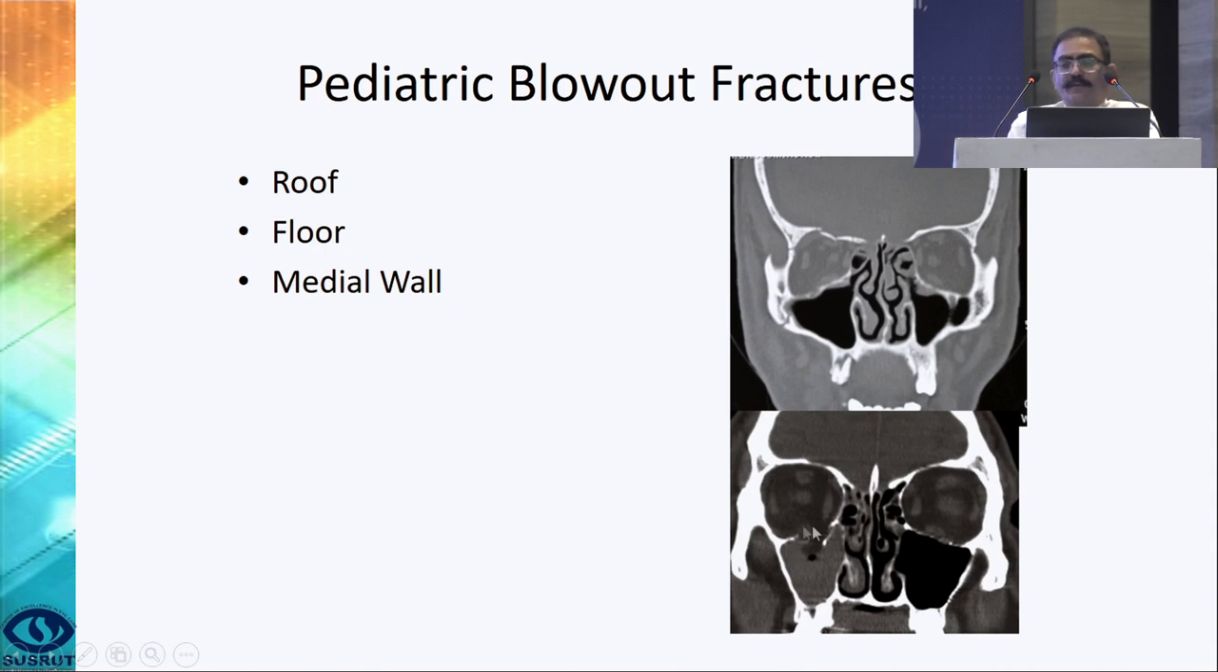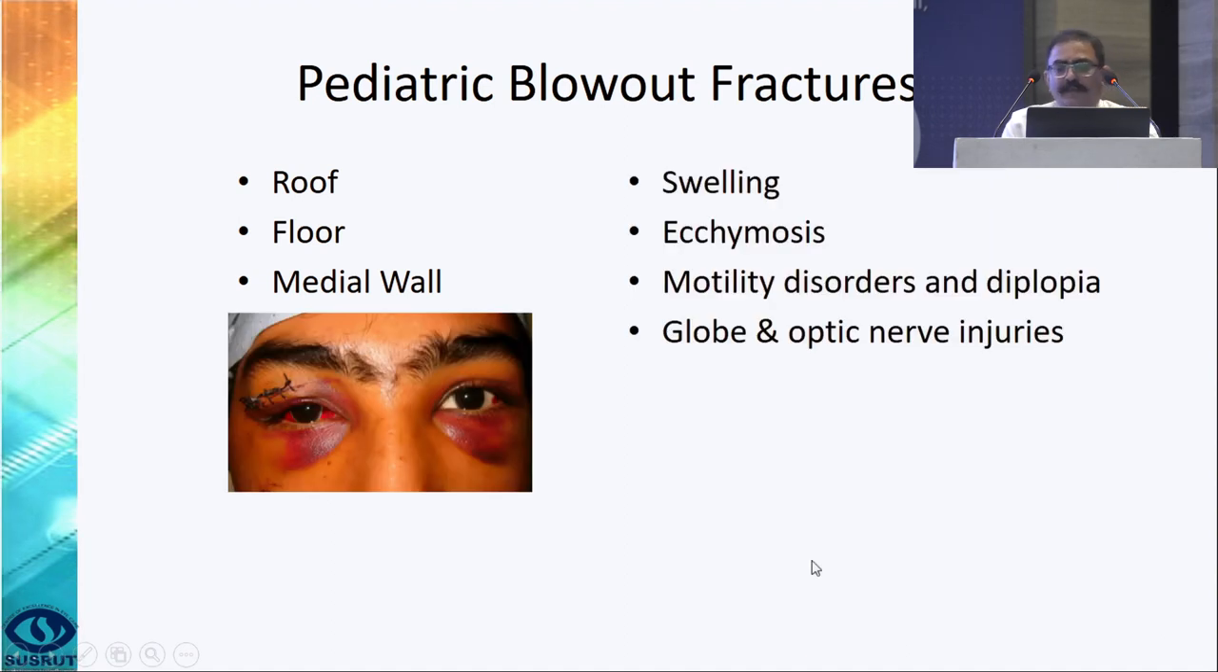But this is what you would generally see in an adult. Okay. A large fracture. You can see the fat herniating in and dragging the inferior rectus down. Okay. What do we generally see in an orbital fracture? You see swelling, you see ecchymosis, you get motility disorders, you can have diplopia. And of course, you can have globe as well as optic nerve injuries. And these are also important for us to detect.